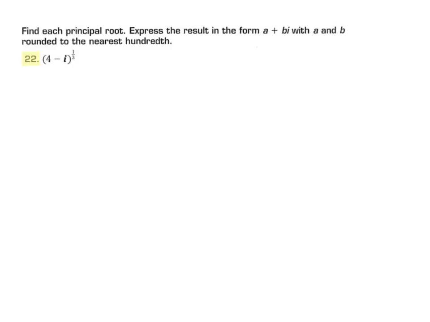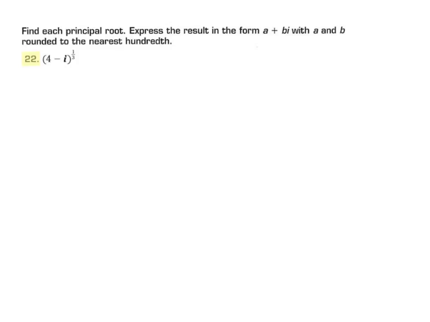Here we're asked to find the cube root of the complex number 4 minus i. Again, we're looking for just the principal root, and we're looking for it in rectangular form, a plus bi, where a and b are real, and rounded to the nearest hundredth, which is sort of a tedious thing, but is easy enough to do once we have it in cis form.